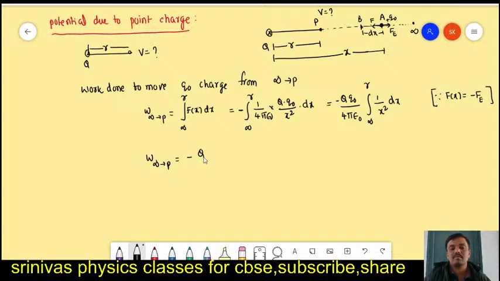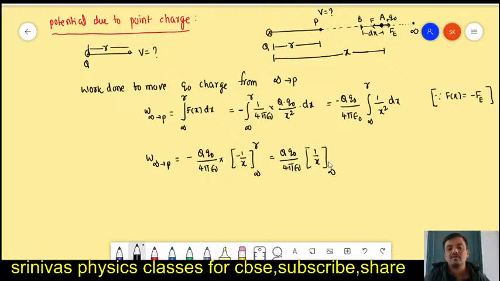Then minus capital Q into Q naught by 4 pi epsilon naught into, there is a formula for the integration of 1 by x square, right? That is minus 1 by x. That is integration with infinity to R limits. Now minus minus will become plus. We will get Q into Q naught by 4 pi epsilon naught. Substitute the limits here, 1 by x, infinity to R, we will get.